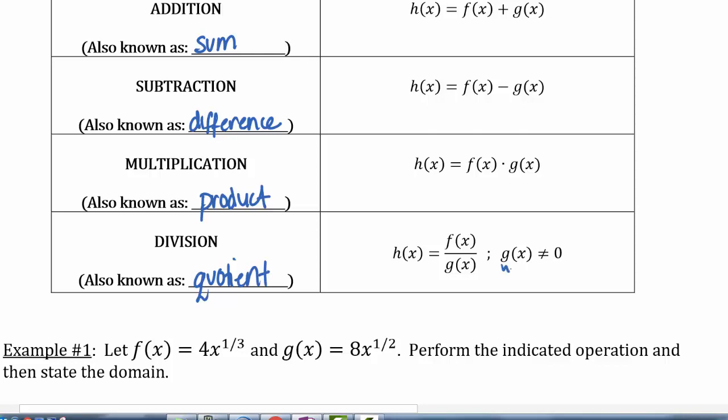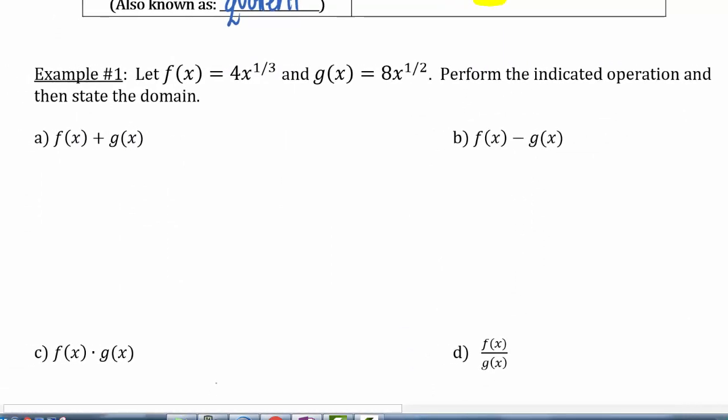Now you'll notice that I have g can't be 0, because g is in the denominator. Are you allowed to divide by 0? No, you are not. Your denominator can never be 0, and we're going to get more into that when we see fractions ahead of us. So keep that in mind.